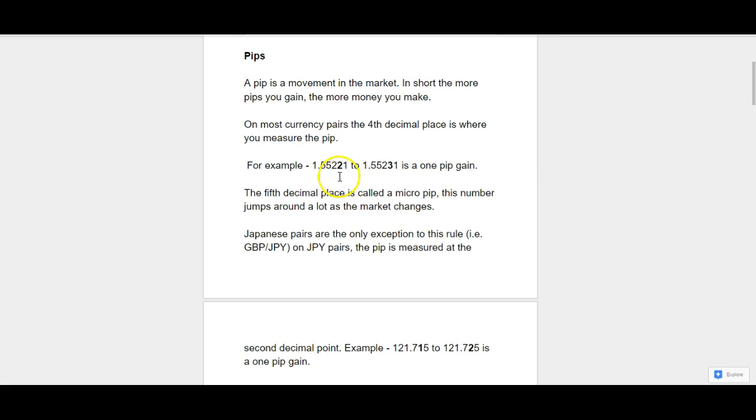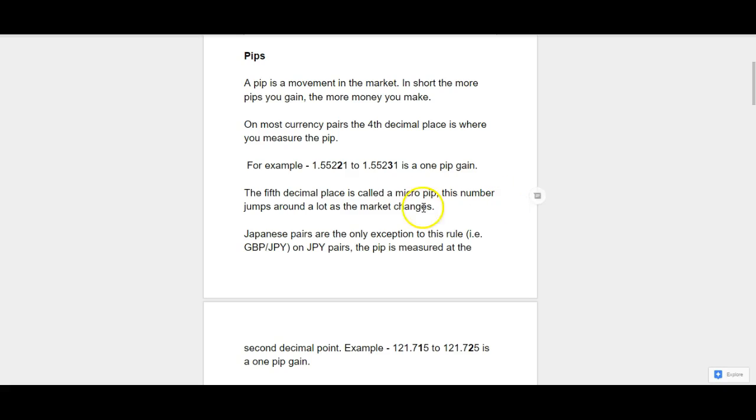So for example, in a trade that goes from 1.55221 to 1.55231, this is a 1 pip gain. Why? Because the fourth decimal place has gone from a 2 to a 3, so that's a 1 pip gain. And vice versa, if that fourth decimal place had gone from a 2 to a 1, that would be a 1 pip loss. Now, the pips equate to money, but the amount of money they equate to depends on the lot size you put on, and I'm going to talk a little bit about lot size in another video.